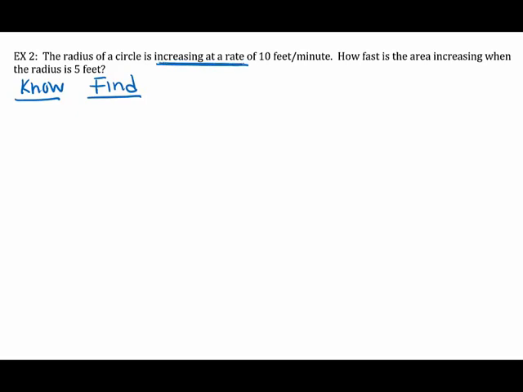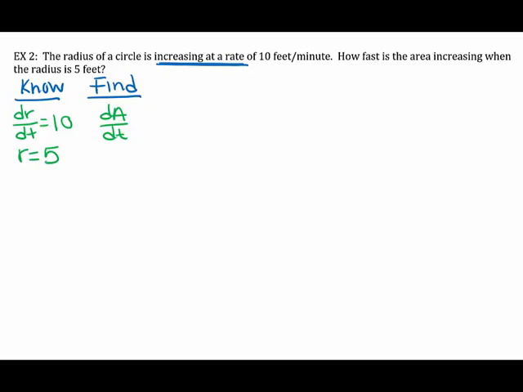That's telling me this is a derivative, the rate of change of the radius. So dr/dt is 10. Radius is increasing at a rate of 10 feet per minute. I want to know how fast the area is changing. I want to know dA/dt, and I'm interested in it at the instant in time when r is 5.